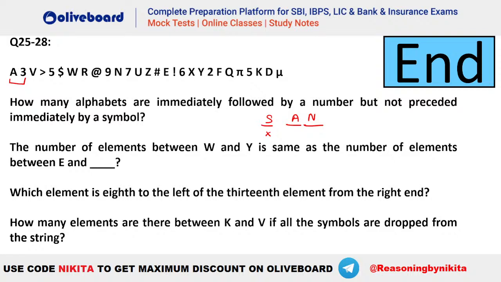So first one will also be checked here. After that, let's see, where do we have alphabet number? You can see then we have W and R. So W is followed by R, but it is also preceded by a dollar. So this won't be considered.